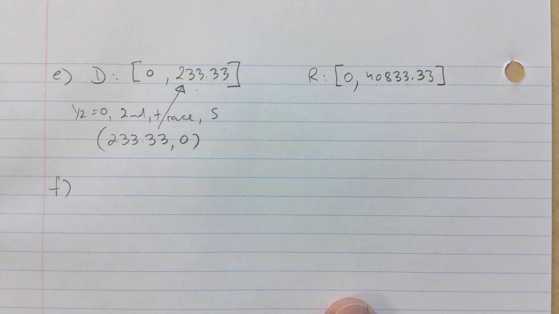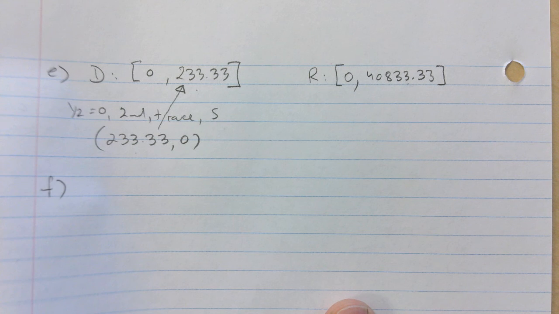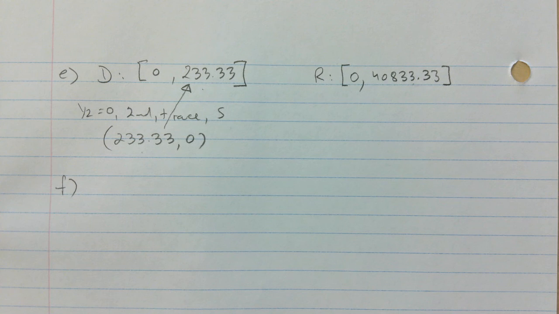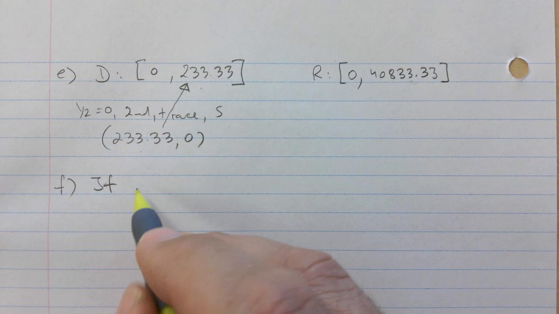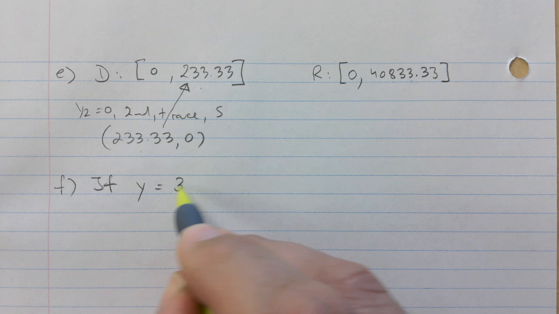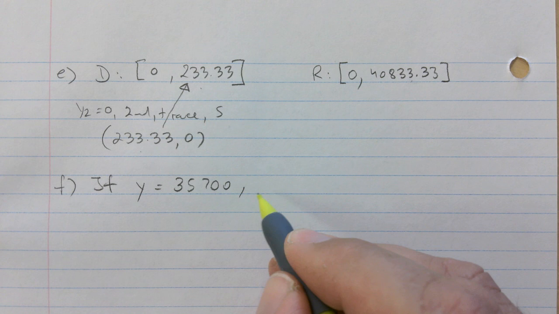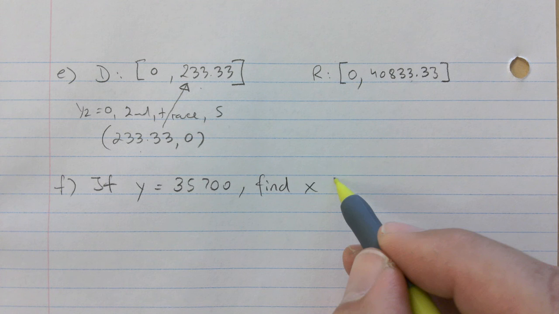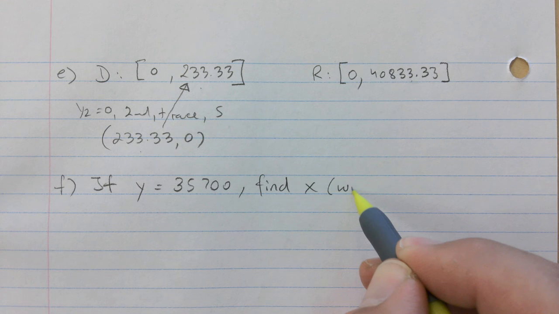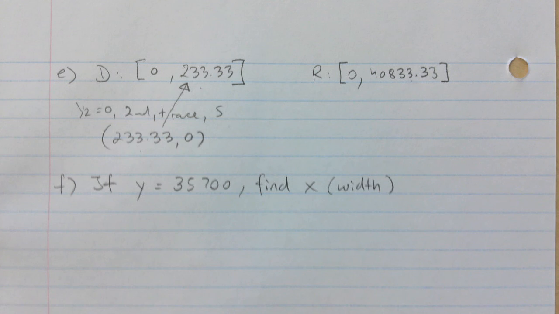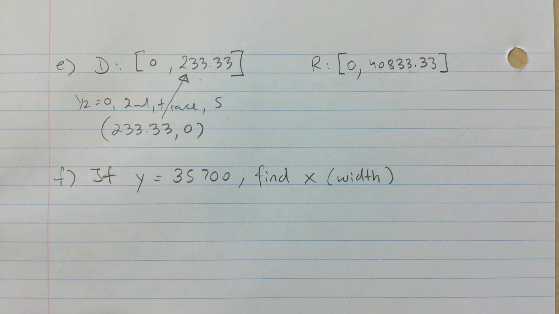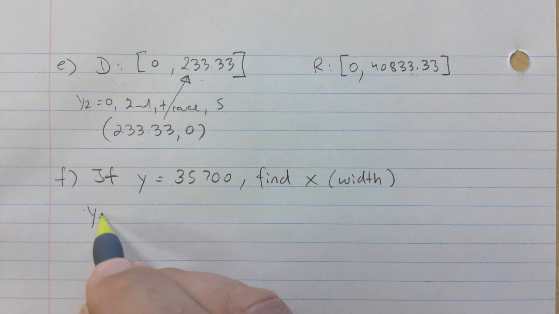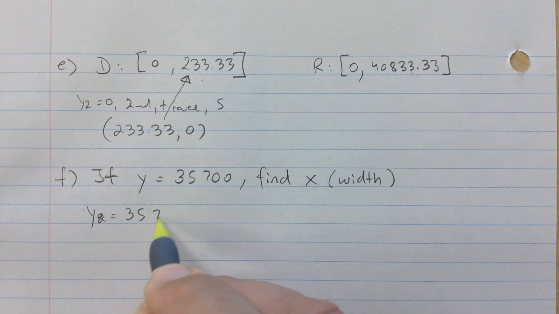35,700 scenario. Sorry, I know some of you are thinking 35,700. I just want to make sure I get that right. It's basically saying if y is equal to 35,700, find x, right? Which in this case is the width, because we're using the second equation, right? So we will let y2 equal 35,700, and then we're going to find the intersection.